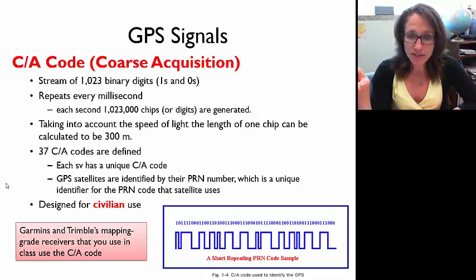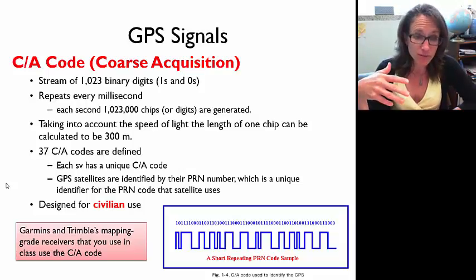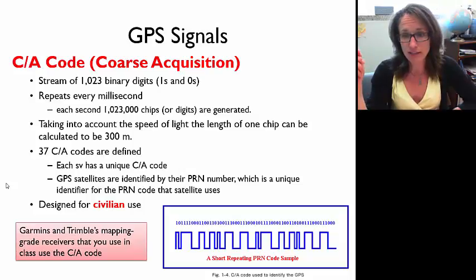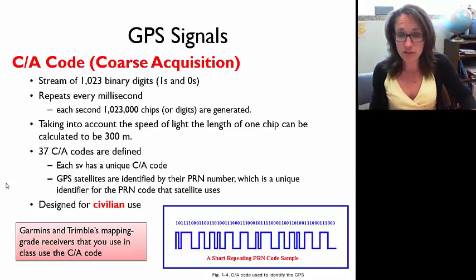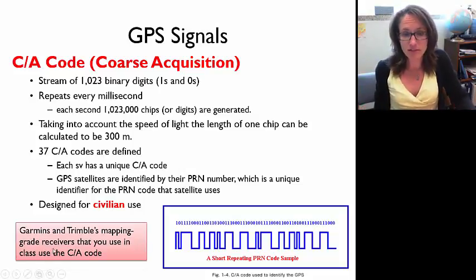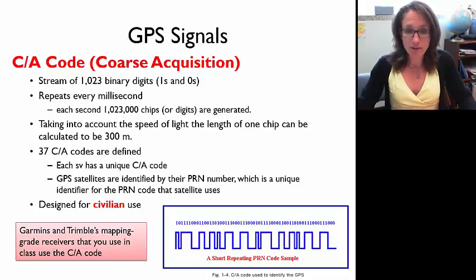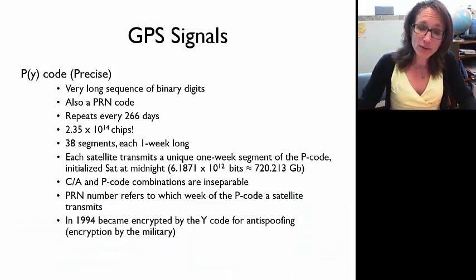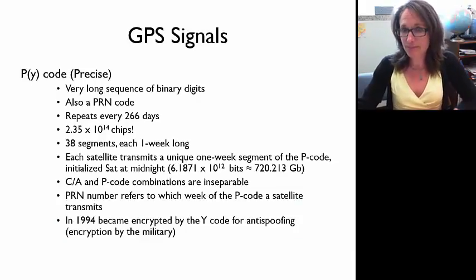There are 37 CA codes defined, 32 in use at any given time, because we have 32 satellites. So each satellite has a unique CA code, and the satellites, like I said, are identified by that number. And these are civilian use, and this is the code that we're using when we use a Garmin or the Trimble mapping grade receivers that we will use in class. They are all taking advantage of the CA code to calculate their position. The PY code, which we aren't using, is the precise code.